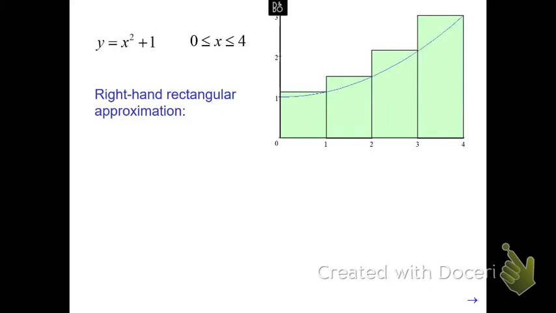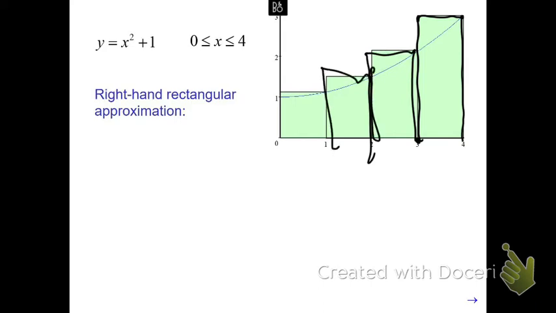Okay, this time the height of the rectangles starts on the right end point and goes over. So we start here and go over. Start here, go over. And you can see that that is an overestimate of the actual area under the curve. And again, if we'd used thinner rectangles and used more of them, we would get an even better estimate.